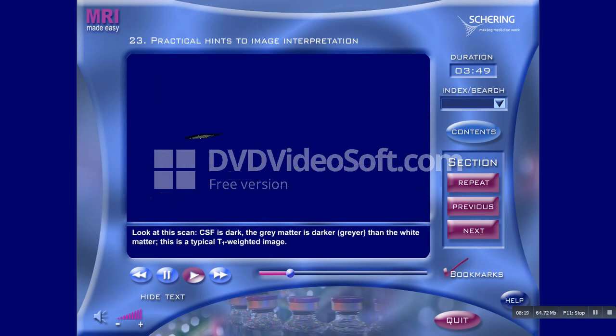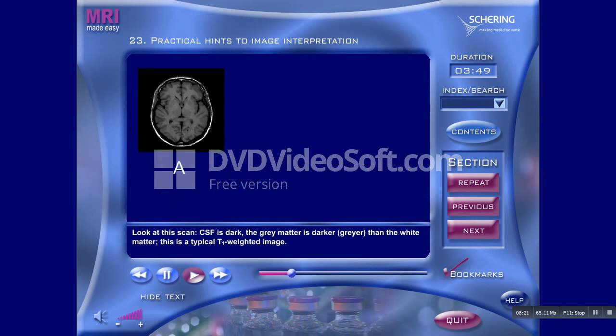Look at this scan. CSF is dark. The grey matter is darker, greyer than the white matter. This is a typical T1 weighted image.